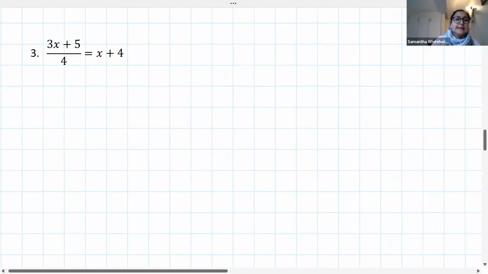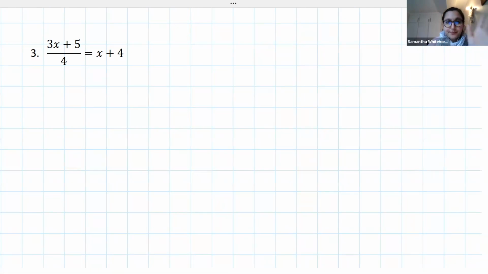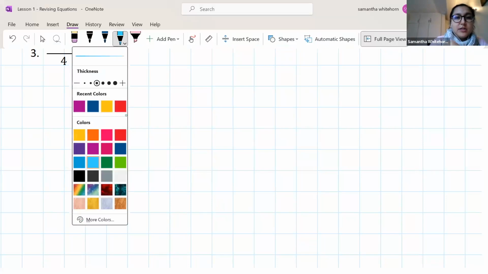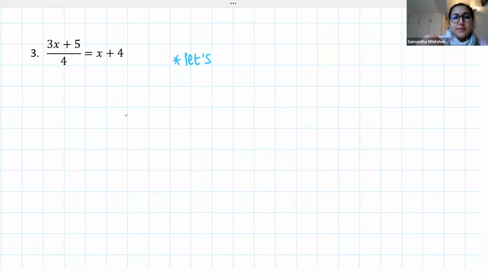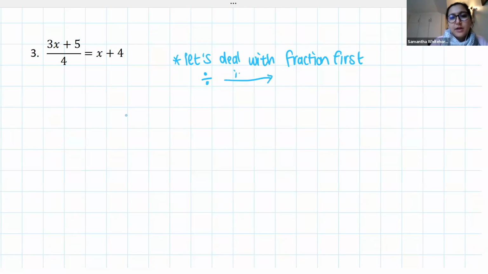Okay, so if we have a look at question 3, I'm going to do this one with you just because fractions often stump us. And so we don't want to get caught out by a fraction. Whenever we have fractions, let's just deal with the fraction first, because then it's done and we don't have to stress about it. Now, what we need to remember is that a fraction implies division. And so if we have division, the inverse operation of division is multiplication. So whenever we want to get rid of a fraction, we need to multiply by whatever the denominator is.